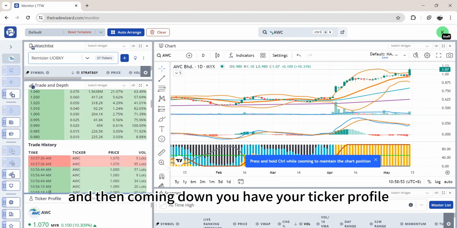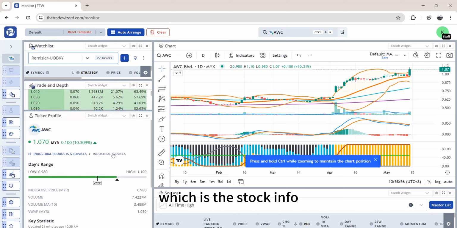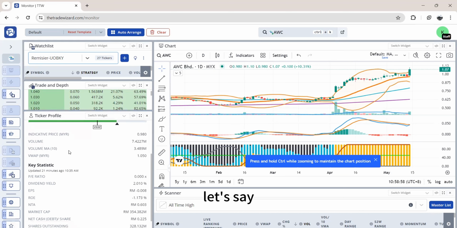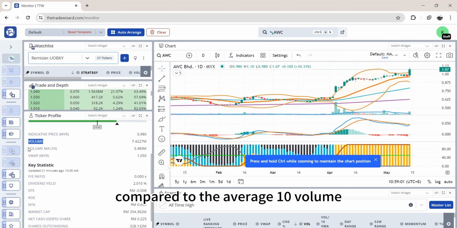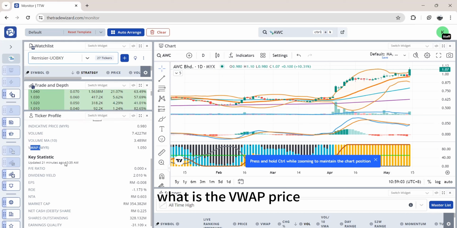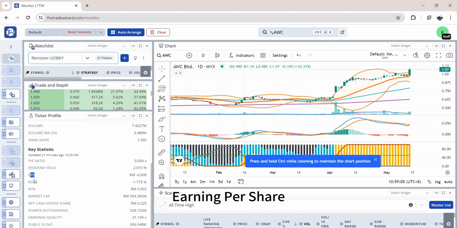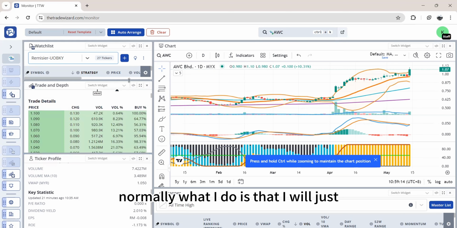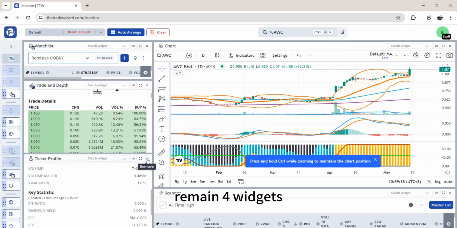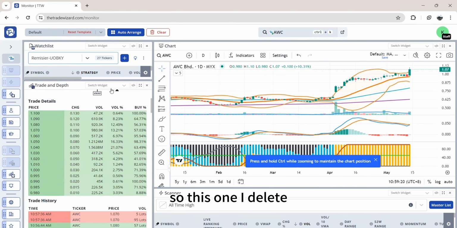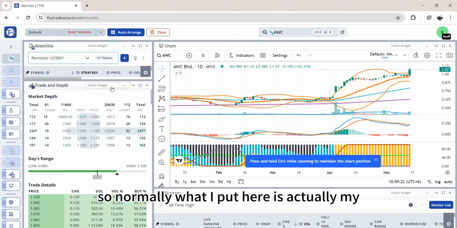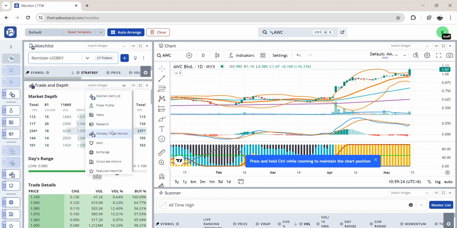And then coming down, you have your ticker profile, which is the stock info. Let's say, what is the volume today compared to the average 10 volume? What is the VWAP price? Some like the PE ratio, dividend yield, earnings per share, ROE, and so on and so forth. Normally, what I do is I will just remain with one widget. So this one I delete. Normally what I put here is actually my ticker profile.